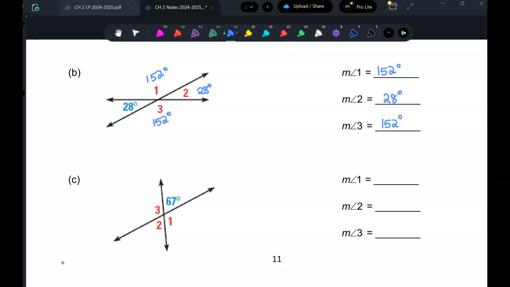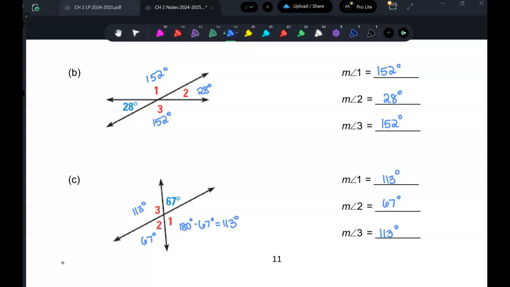Okay. Who wants to help me out with C, Avery? Good. So 67 for angle 2. And then 180 minus 67 equals 113. Good. 113. So 113 for angle 1 and 3. Excellent. Okay. Questions so far?